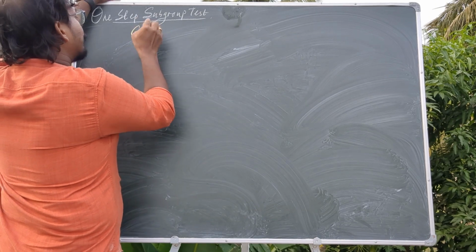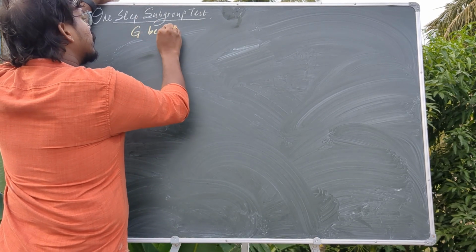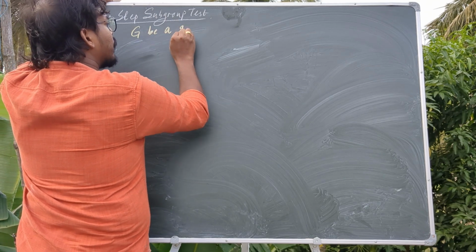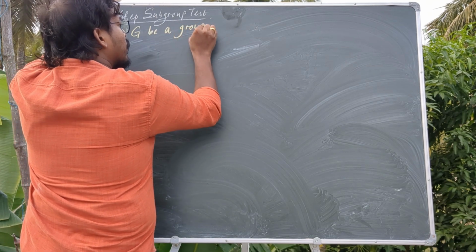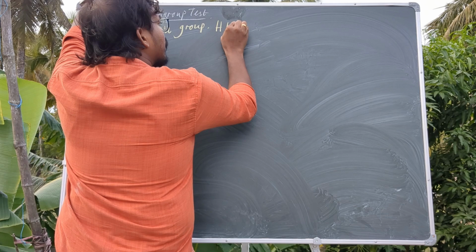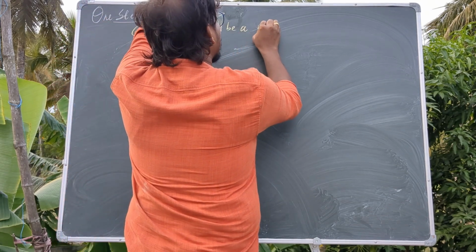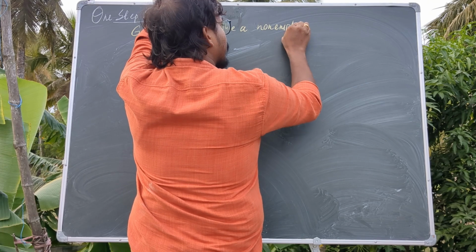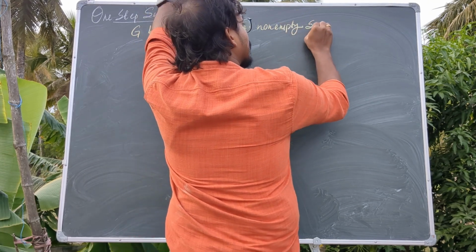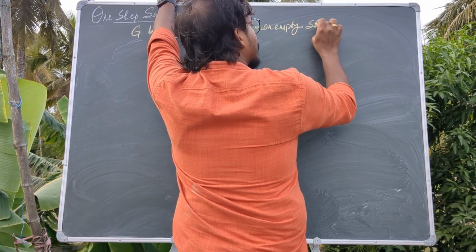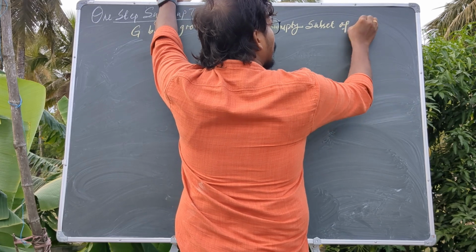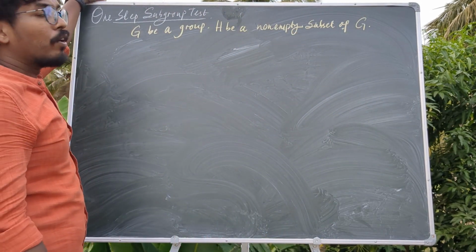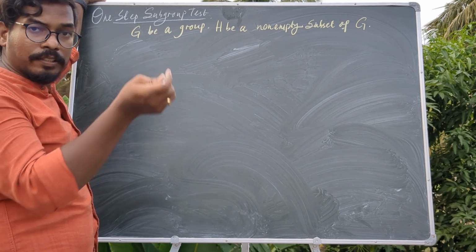Let G be a group. In group theory we already have a group first. Let G be a group. Let H be a non-empty subset of G. We are not writing G star. Star is in the background.